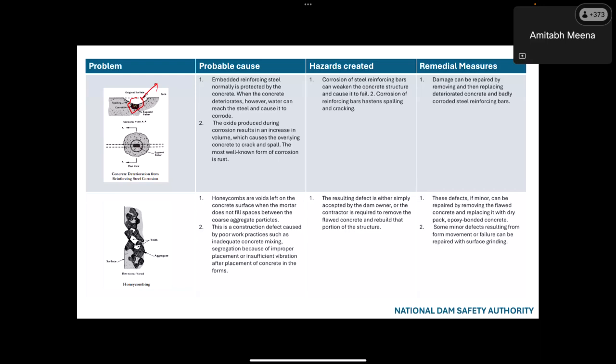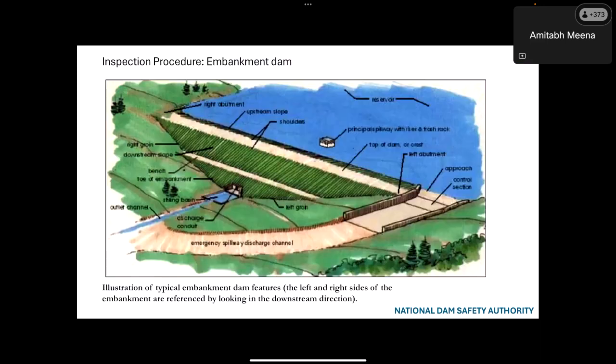So now we come to the embankment dams. In this diagram, we have shown the various components of the embankment dam. You all know about this. I'm told that most of you are from the field only. You are dam owners.